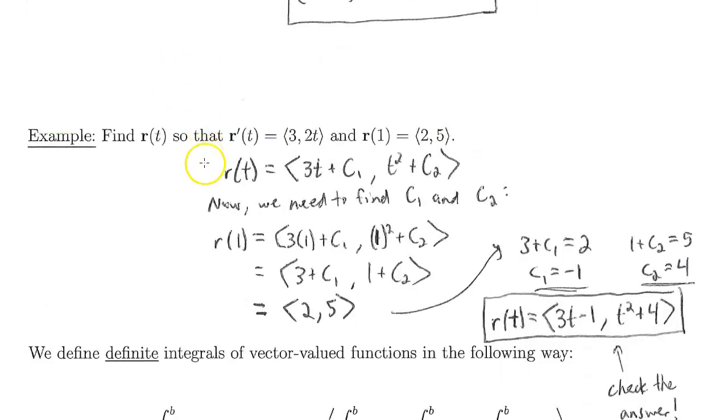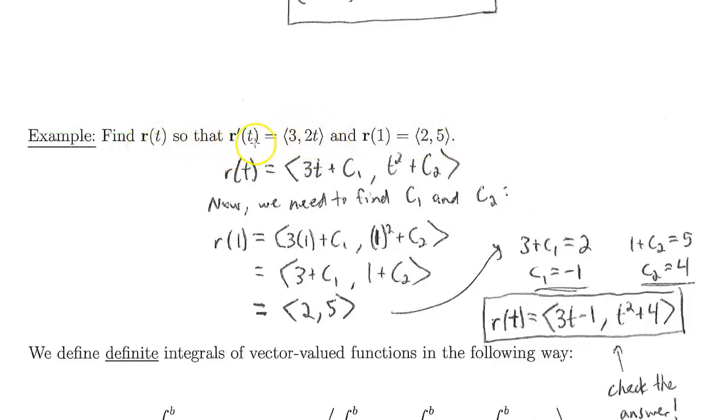Now let's do another example. Find r of t such that r prime of t is this, but also so that r of 1 is 2 comma 5. This condition, r of 1 equaling 2 comma 5, is going to tell us what our constant c is, or the c1 and c2 are. So we want to find essentially the antiderivative of 3 comma 2t.